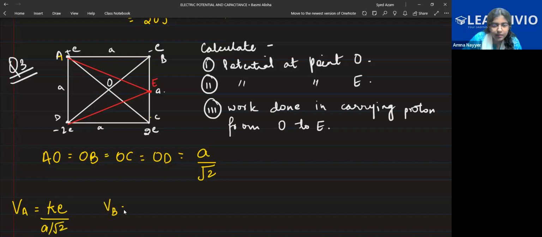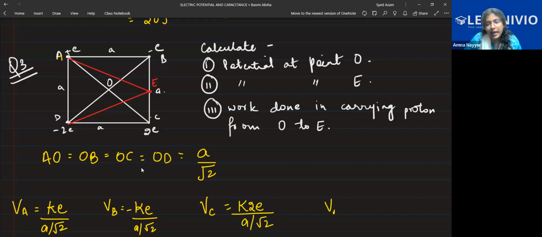Similarly, tell me for B. VB. It's minus KE by A by root 2, correct, because potential is a scalar quantity. Similarly, VC will be K into 2E by A by root 2, correct. And VD will be minus 2KE by A by root 2, correct.